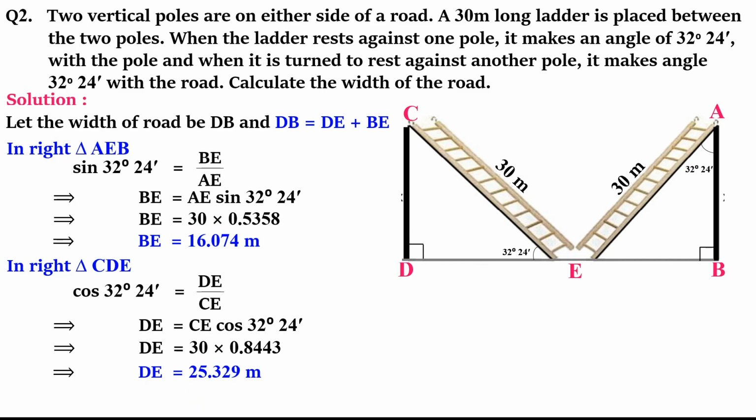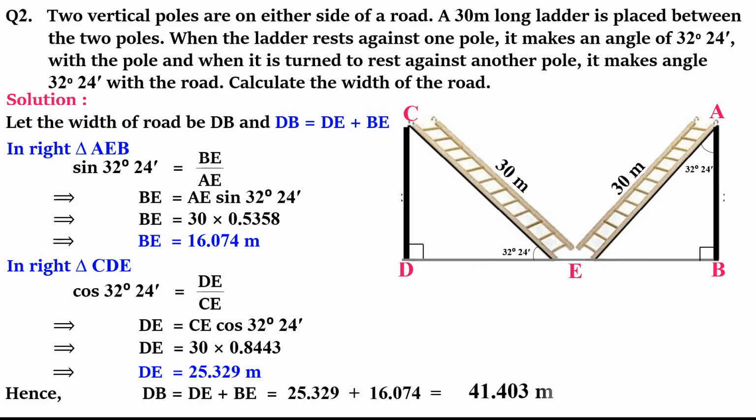The question was to find the width of the road, and the width of the road is DB, and DB is equal to DE plus BE. So we will add both the values. So here we have the value of DB as 25.329 plus 16.074, which comes out to be 41.403 meter.